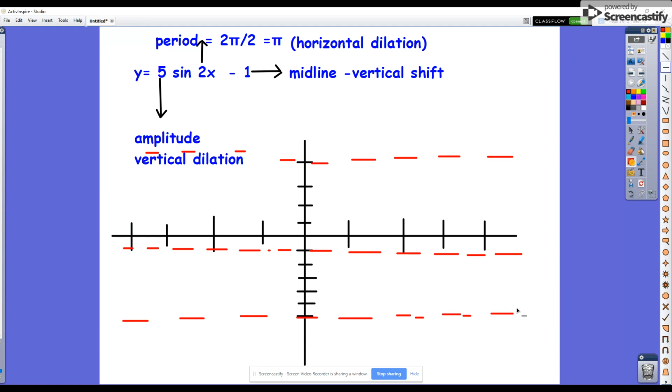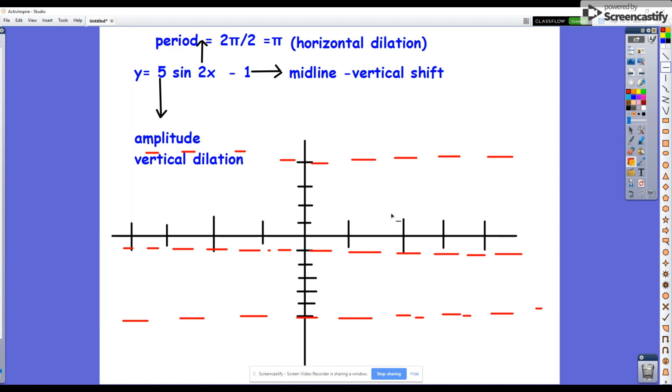So this first dashed horizontal line I drew is going to be my midline, and then these other two horizontal lines are going to define my amplitude. So my amplitude goes from the midline to the maximum, and then from the midline to the minimum.